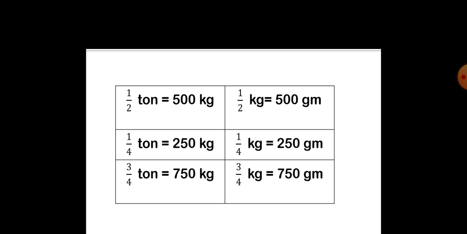Okay, and let's take the half ton, the quarter ton, the 3/4 ton. The half ton equals 500 kilograms. The quarter ton equals 250 kilograms, and the 3/4 ton equals 750 kilograms. And if I want the half of the kilogram, it will be 500 grams. The quarter of a kilogram will be 250 grams, and the 3/4 of a kilogram will be equal to 750 grams.